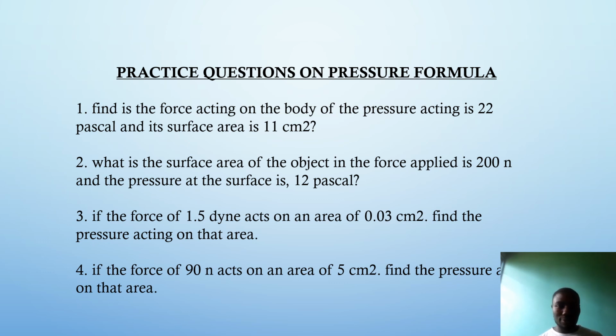Third question is: if a force of 1.5 dyne acts on an area of 0.03 cubic centimeter, find the pressure acting on that area. Question 4 is: if a force of 90 N acts on an area of 5 cubic meter, find the pressure on that area.